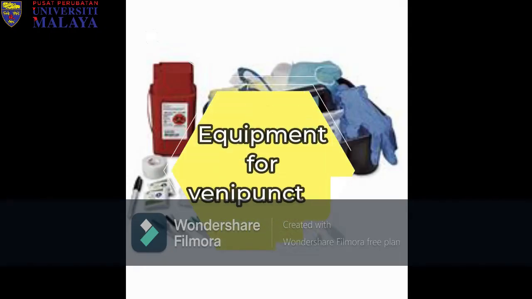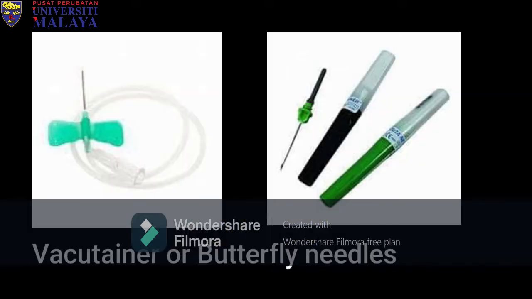Those are the things needed for the venipuncture procedure. Vacutainer or butterfly needle.